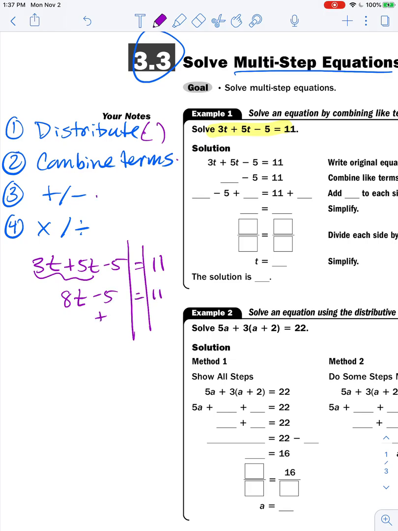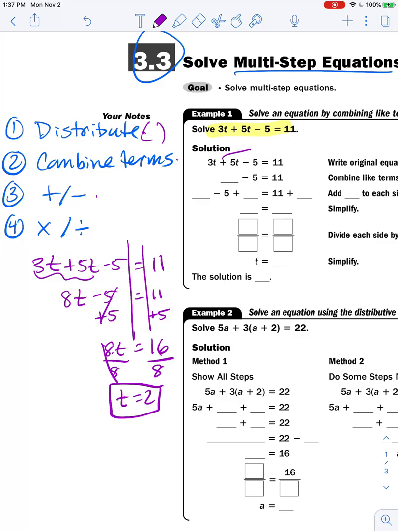Then I'll move down my list. I'll get rid of any adding or subtracting, and in this case, I had subtracting, so I need to get rid of it with adding. And then here, because this is multiplication, I get rid of it with division. So when I'm done, t is 2.